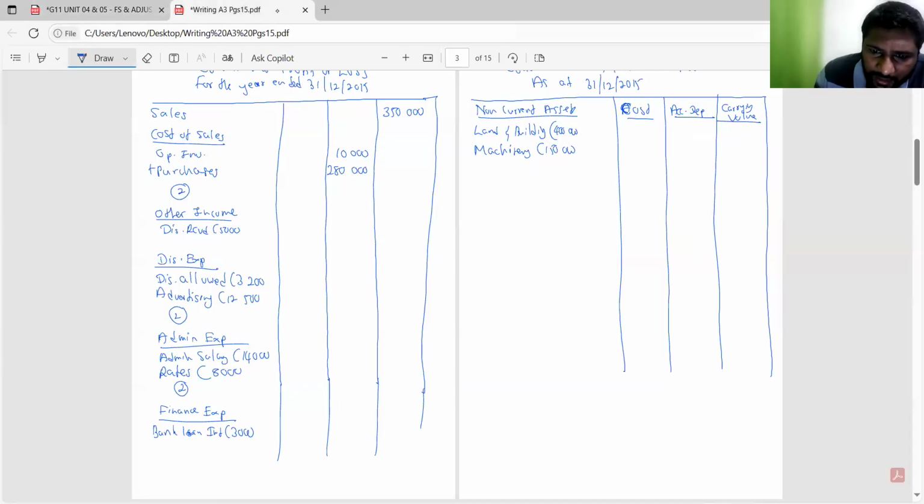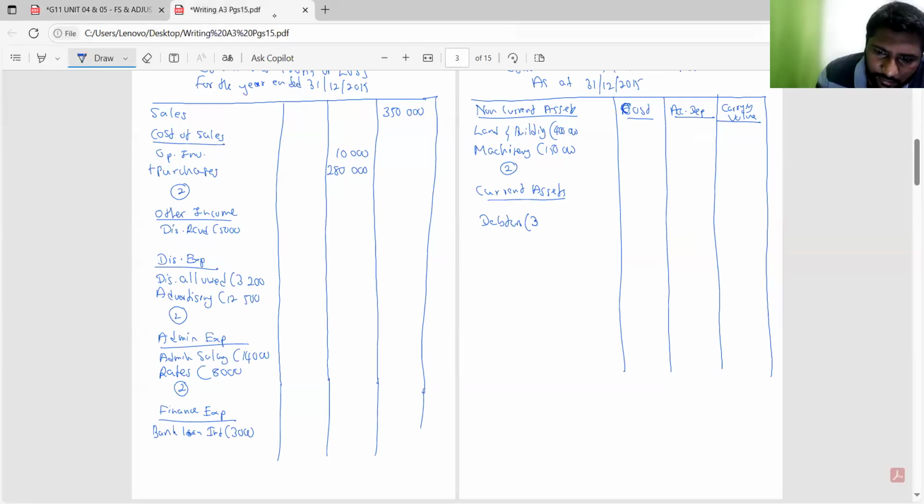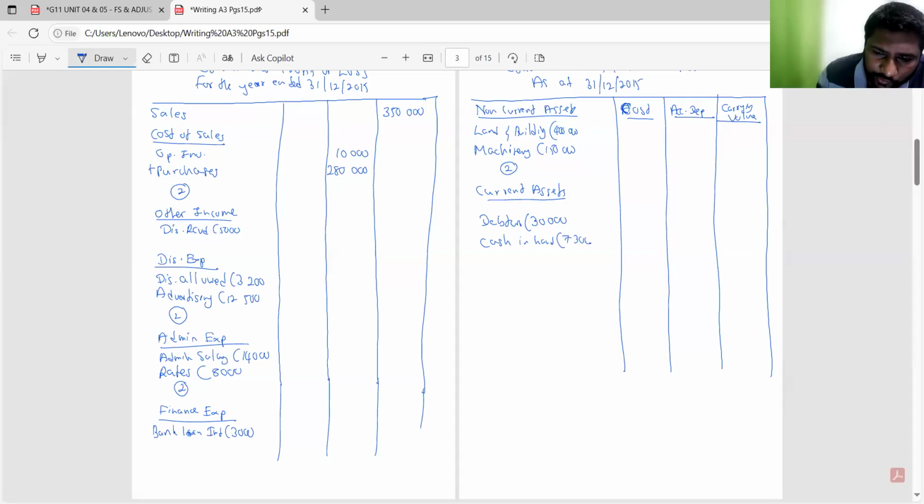Now we can leave 2 lines and write current assets. Always in current assets, the first line is reserved for the closing inventory, so don't write anything there. Then we'll write the debtors. How much are the debtors that we have? 30,000. Then we can write cash in hand, 7,300. Then we can take the total assets.